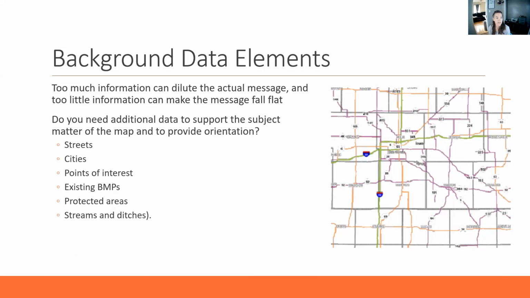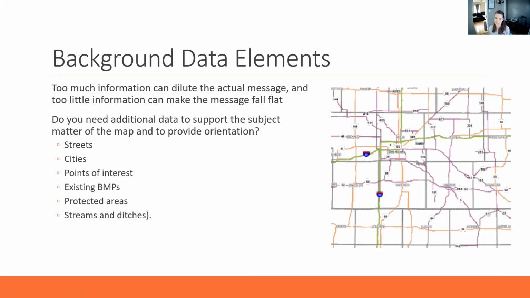And then what are the key background data elements to include? Too much information can dilute the actual message, and too little information can make the message fall flat. So what is the correct combination of data to include? Sometimes roads can be really distracting, as in this image, so maybe you don't want to include them. But if you need them for orientation purposes when you're driving out, then maybe you do.